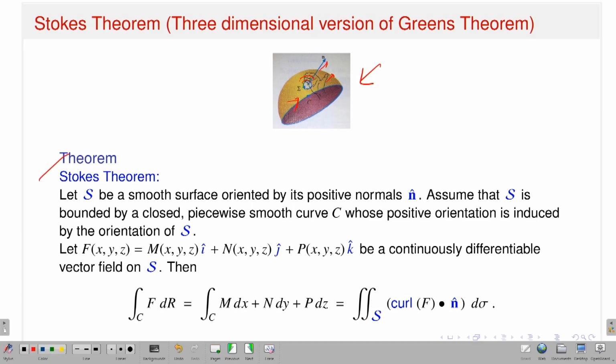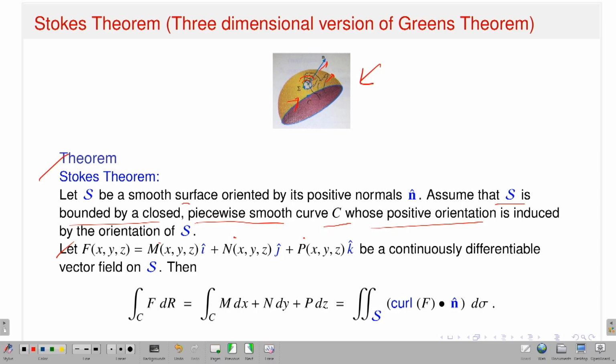Then the corresponding Stokes theorem says: let S be a smooth surface oriented by its positive normal n cap. Assume that your surface S is bounded by a closed piecewise smooth curve C, whose positive orientation is induced by the orientation of S. Once I have that, you start with a vector field capital F, whose components are M, N and P. It is a continuously differentiable vector field, that means it is differentiable and the derivative is also continuous.